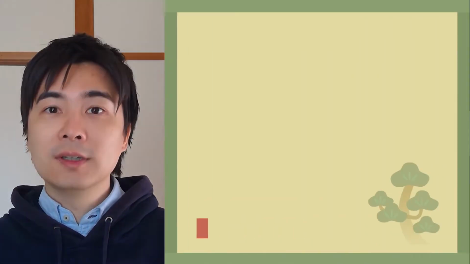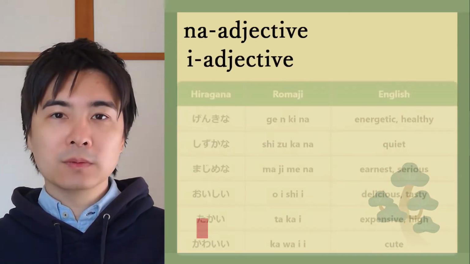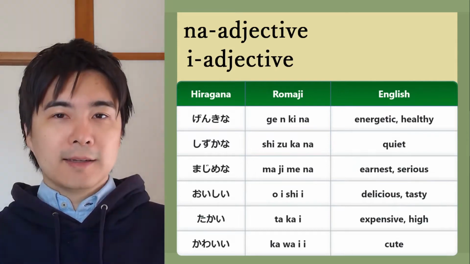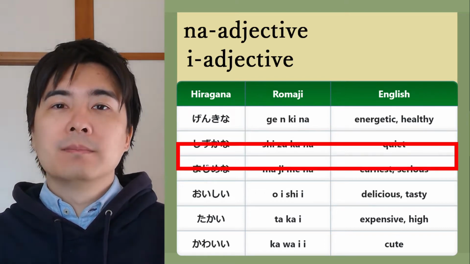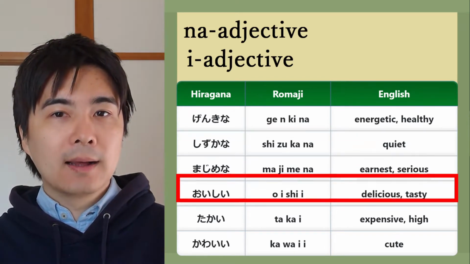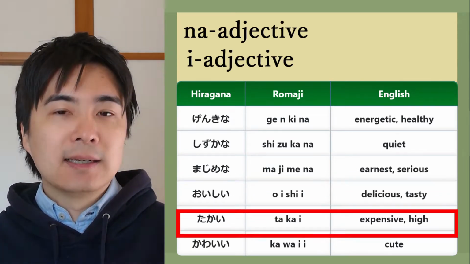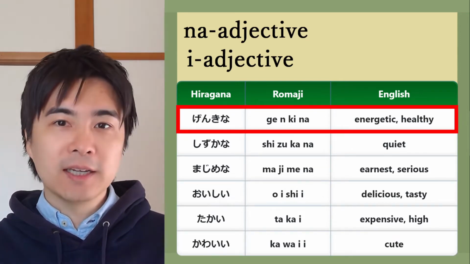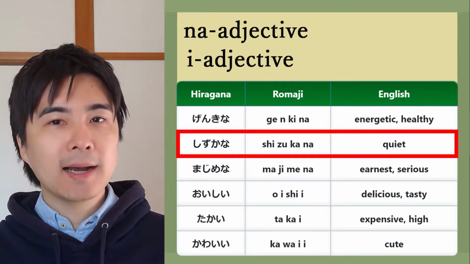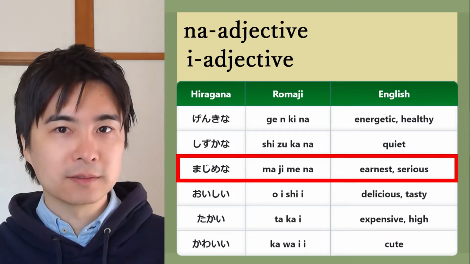Japanese has two types of adjectives. They are called Na-adjective and I-adjective. For example, these are Japanese adjectives. 元気な、静かな、真面目な、美味しい、高い、かわいい。元気な means energetic or healthy. 静かな means quiet. 真面目な means earnest or serious.